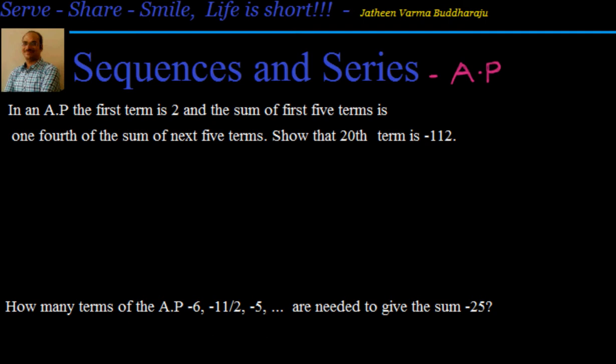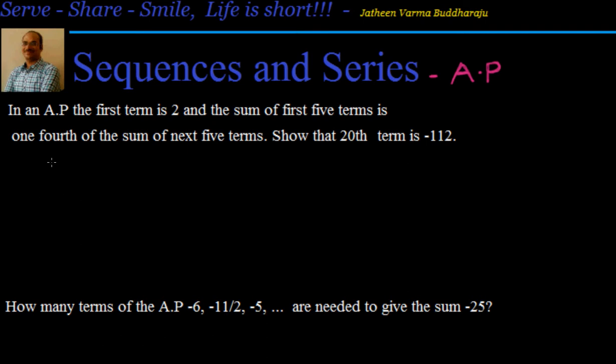We are solving some simple examples as part of sequences and series related to arithmetic progression, in particular the sum of n terms. So let's solve some simple examples to apply those concepts and the formulas we have learned in the previous session.